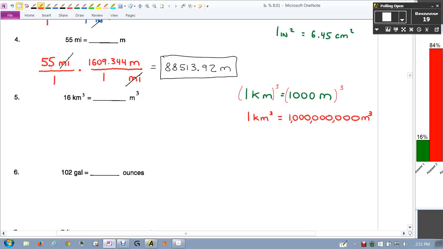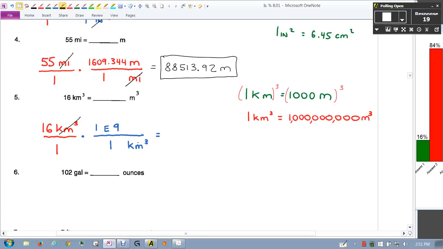Set this up: 16 cubic kilometers over 1. Now come in here with the conversion factor. I want my kilometers to go away, so I put kilometers on the bottom, cubic kilometers, 1 on the bottom. And then, just for the sake of spacing, I'm going to put 1E9, because we all understand that really means 1 with 9 zeros after it. Equals, now doing that on your calculator, you should get 16 billion.